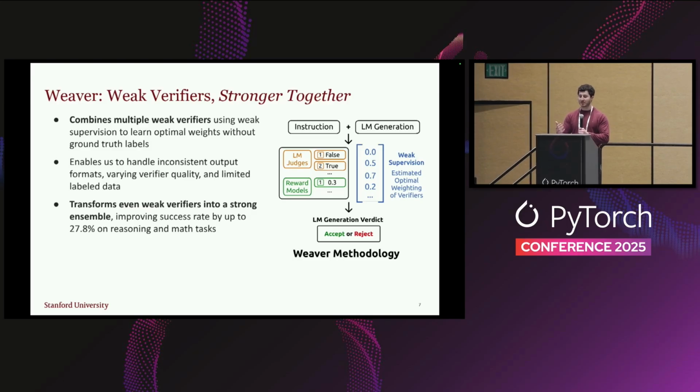And so this allows us to take all of these different scales for these scores, learn how to combine them, even though they have different verification quality, and do all of this with limited labeled data. And this allows us to transform even weak verifiers that are imperfect into a stronger ensemble that can improve success rate up to 27.8% above just using majority sampling or just a single sample alone.